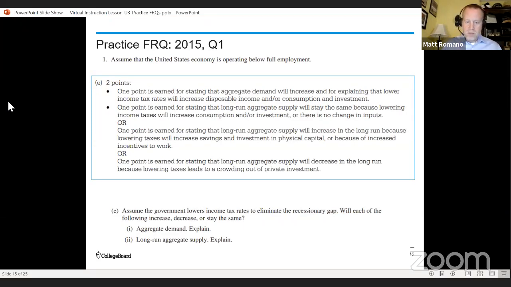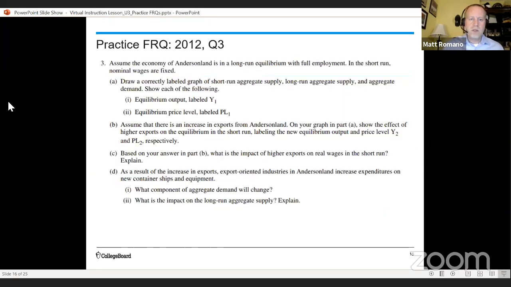Or because now we're dealing with a deficit, you could go with this third option, 1 point earned for saying that long run aggregate supply will decrease in the long run because lowering taxes leads to a crowding out of private investment. That reduction in private investment is going to reduce capital formation, reduce productivity, shift LRAS to the left. That's rare, but it can happen. Point being, if you provide logically accurate answers that answer the question that was asked, you should earn credit for it. All right, let's jump to our second question.